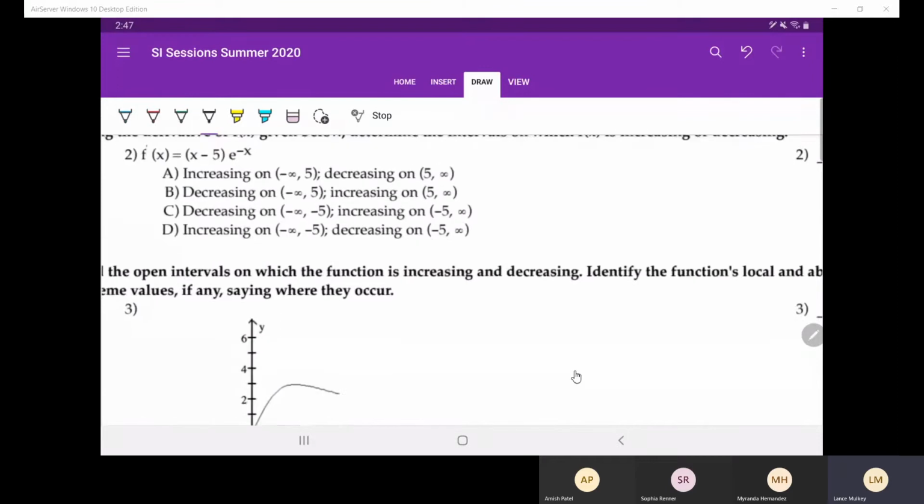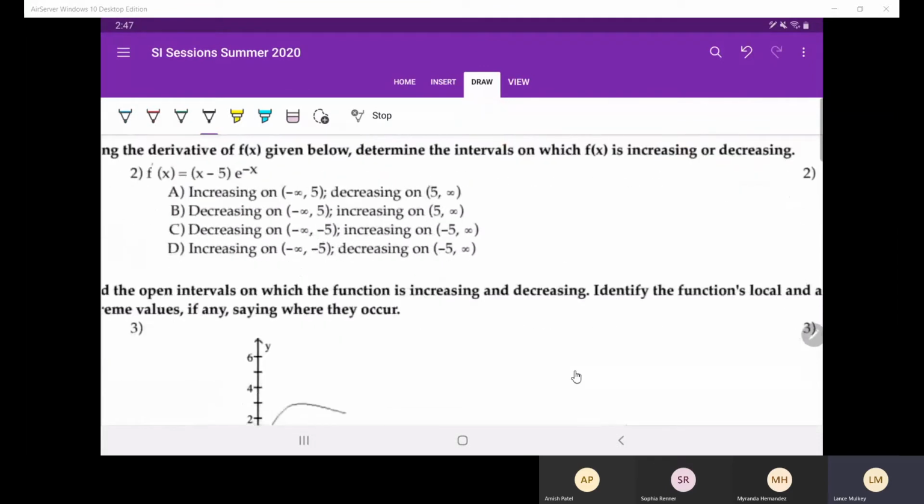Okay, so using the derivative given below, determine the intervals in which f(x) is increasing and decreasing. All right. So remember what we did here Monday or whatever? Set this equal to 0, so x minus 5 times e to the negative x equals 0. So x minus 5 equals 0, x equals 5, e to the negative x equals 0. Is e to the x ever 0? Correct. So you don't have to worry about this one. So the only critical point you have is 5.